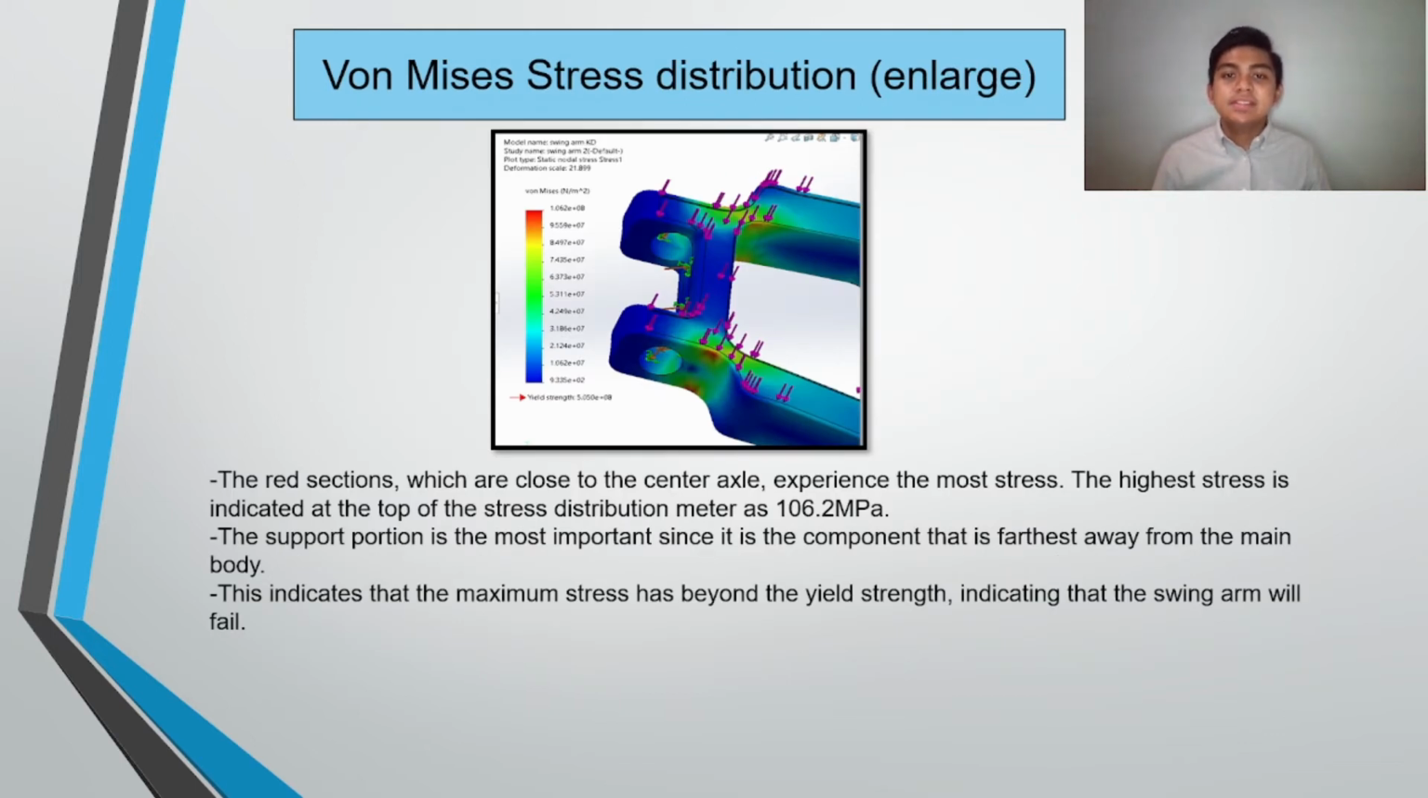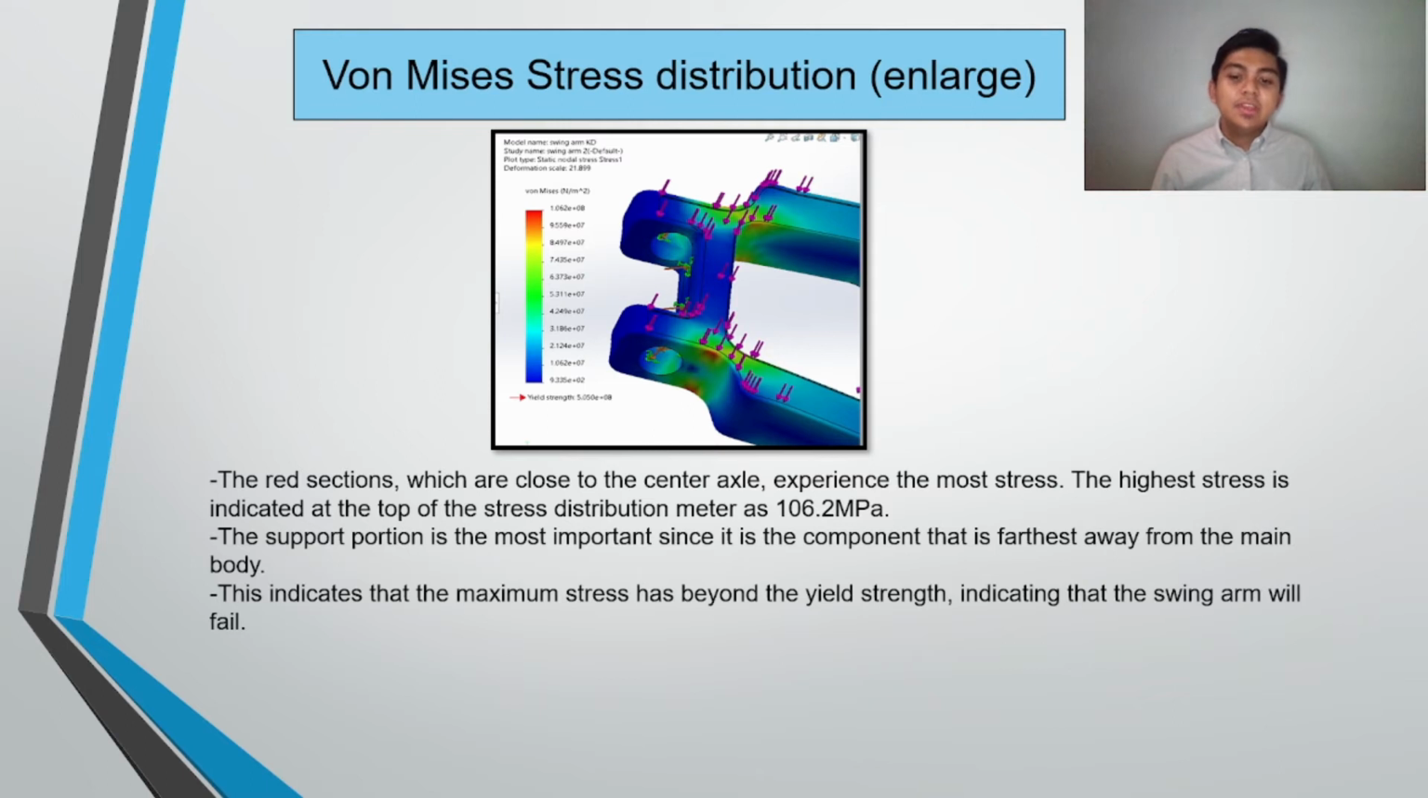Next, the von Mises stress distribution. The right section, which is close to the center axis, experiences the most stress. The highest stress is indicated at the top of the stress distribution meter as 106.2 megapascal. As a result, the most critical area of the swing arm, as illustrated in the diagram, is around the middle axis. The support position is the most important since it is the component farthest away from the main body. The front takes the brunt of the force.